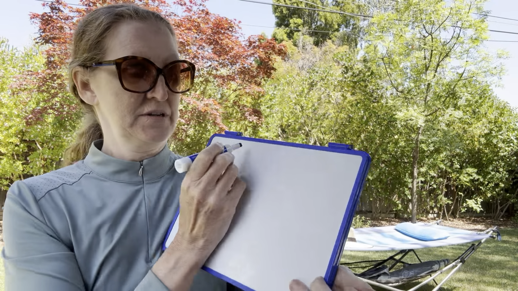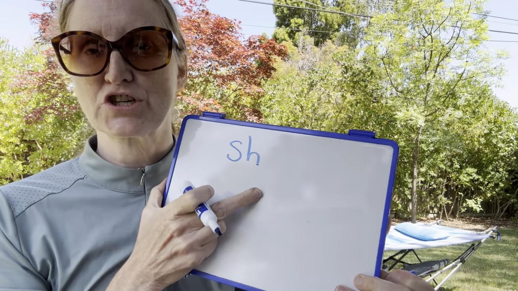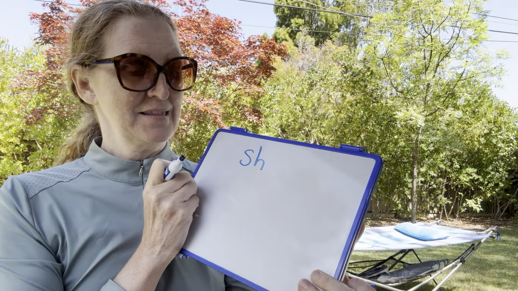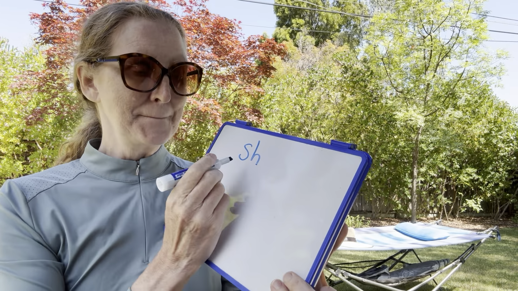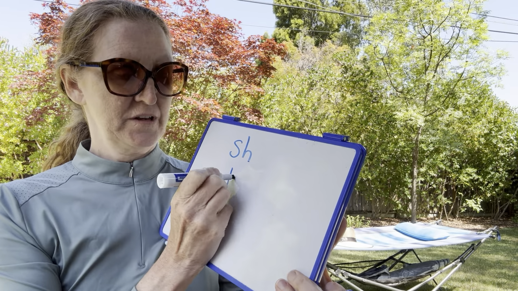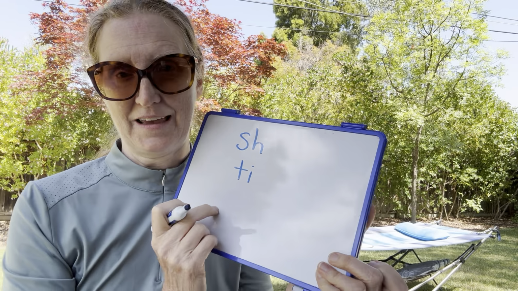So let's talk about that word vacation, shall we? That word can be tricky to spell. It has the shun ending, and we know that oftentimes the sh sound is spelled sh. We've learned the sh sound, like shout or ship. But in some words, the sh sound is spelled with the ti.